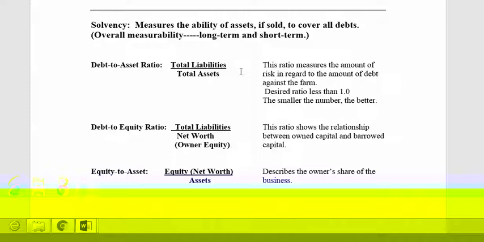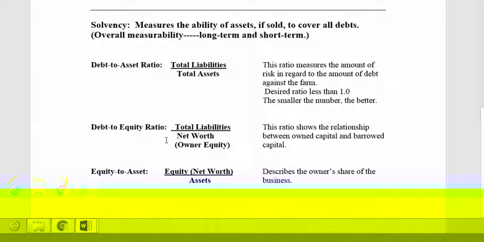But we want to see a smaller number here, which tells us we have less risk on this farming operation. We absolutely do not want to see a debt to asset ratio of greater than 1. That tells us that we have more liabilities than assets. That farm would be in major trouble. Most banks, lending institutions want to see a farm under 0.5. But again, the lower the number, the less risk, the better, more financially healthy that farm is.